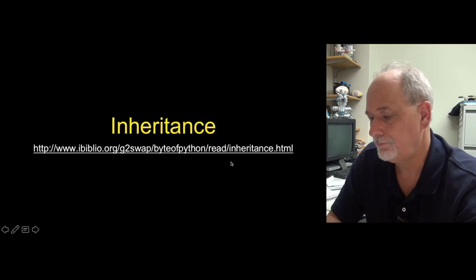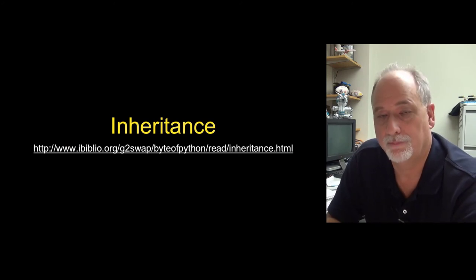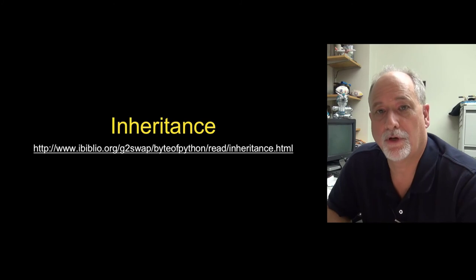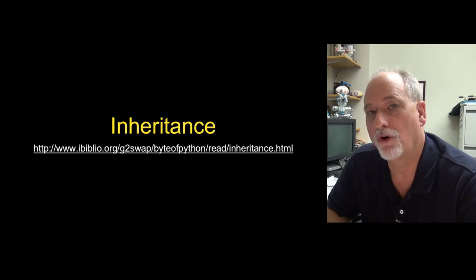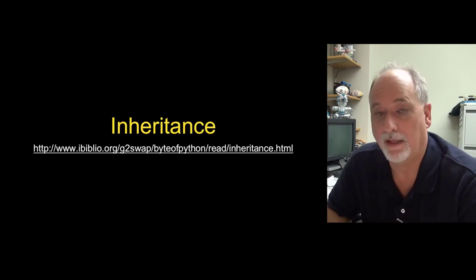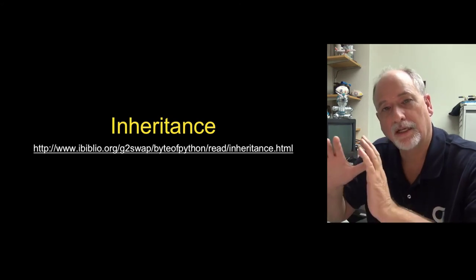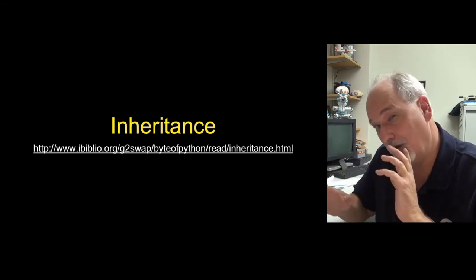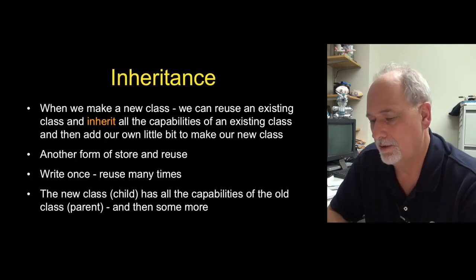Okay? So the next thing we'll talk about is inheritance, and that's the idea of taking one class and extending it to make something new. So the last topic we'll talk about here in object orientation is the notion of inheritance. And this is a form of code reuse, and it's one of the more advanced aspects of object-oriented programming. So just kind of understand what it is at a high level, and then you know where to come back to when you need to learn a bit more about inheritance.